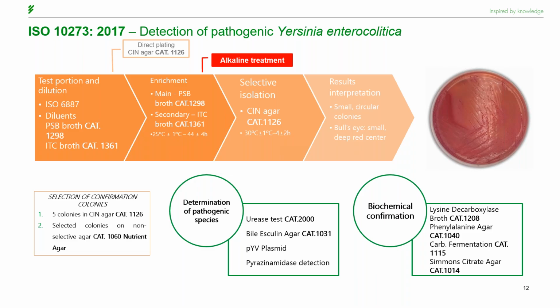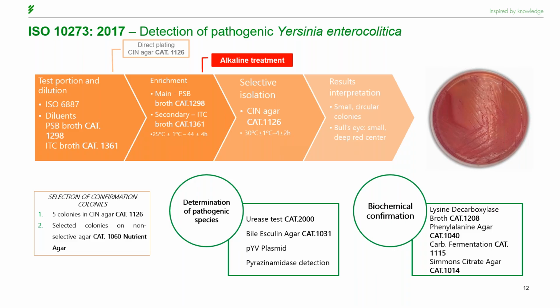We begin, of course, with the test portion for the analysis and the initial suspension. PSB broth is used as the diluent for the preparation of this initial suspension, and the media must be preheated to room temperature before use. You have to mix 25 grams or milliliters of the sample with 225 milliliters of PSB broth and homogenize for 1 minute.